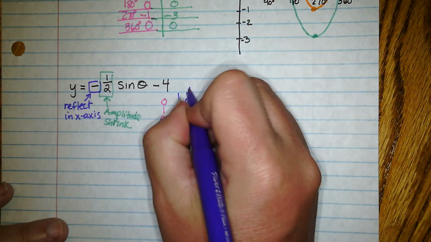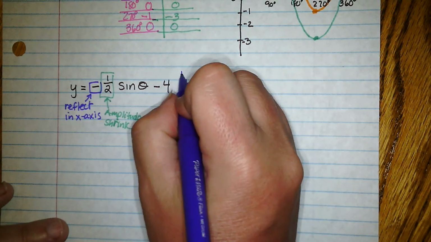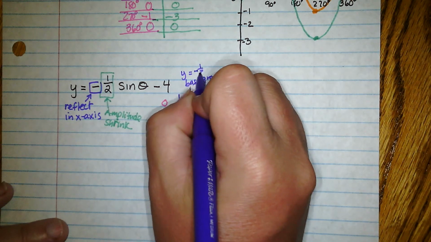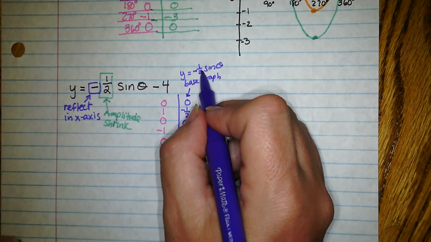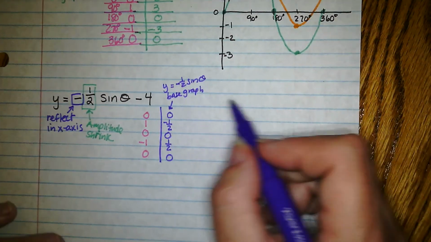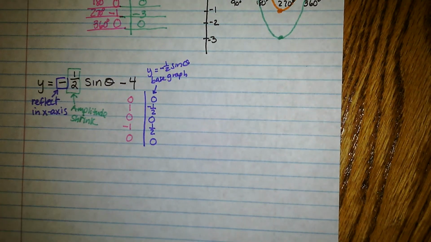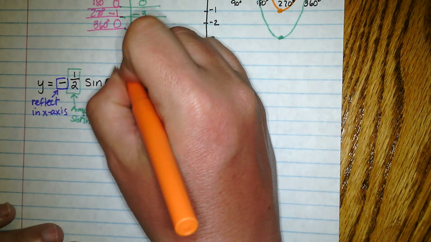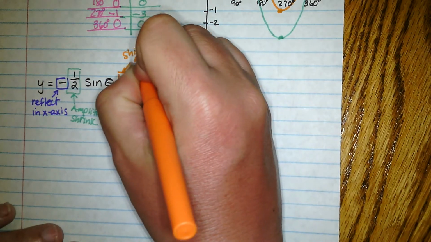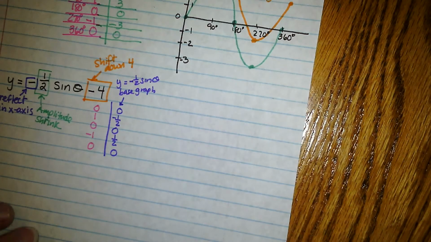So this is going to be our base graph of y equals -1/2 sine theta. That's the amplitude shrink and also the reflection in the x-axis. We have to do that first. Then this part says that we have to shift everything down 4 units. So we should be planning that a little bit so we don't get caught.